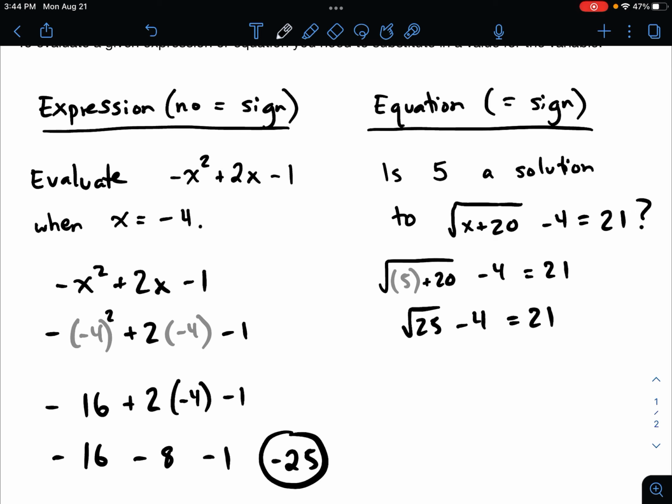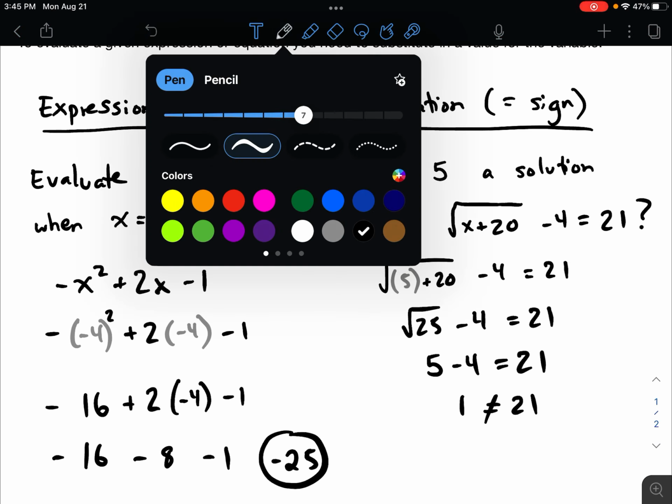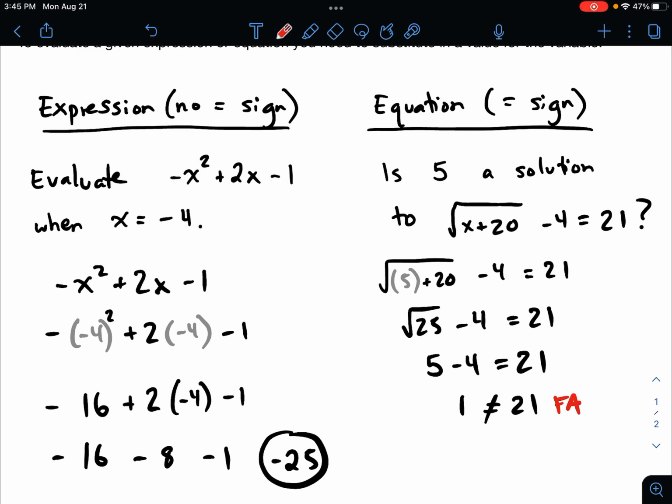We know the square root of 25 is just 5. And by now we might be able to see that this is not true. All right, so we can go ahead and put a slash through that equal sign, meaning that 1 does not equal 21. And so we know that this is a false statement. 1 does not equal 21. Therefore, our answer is no. All right, 5 is not a solution to this equation.